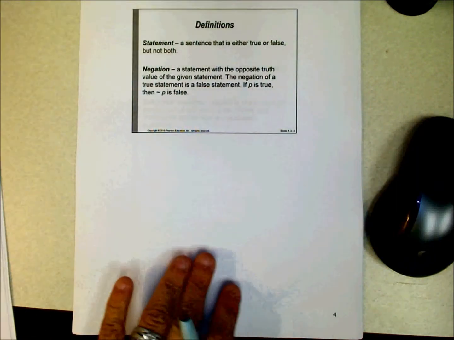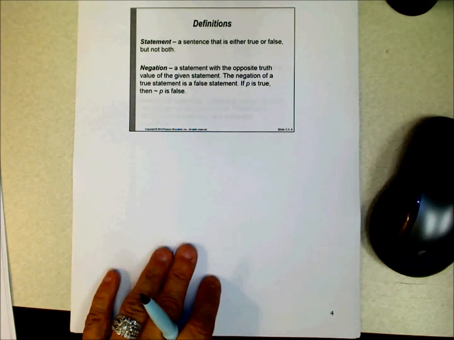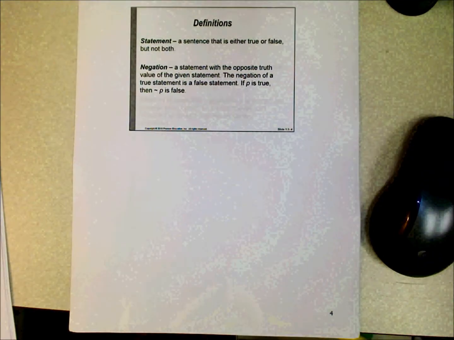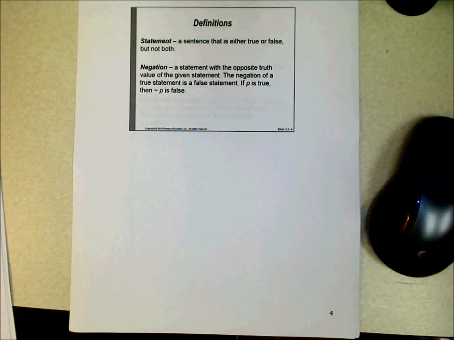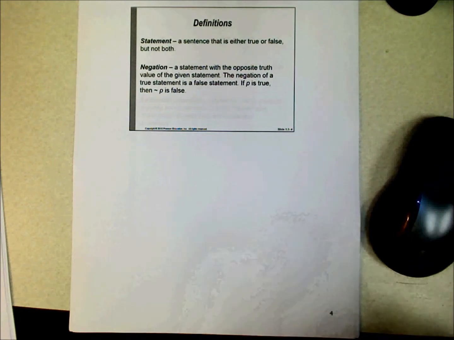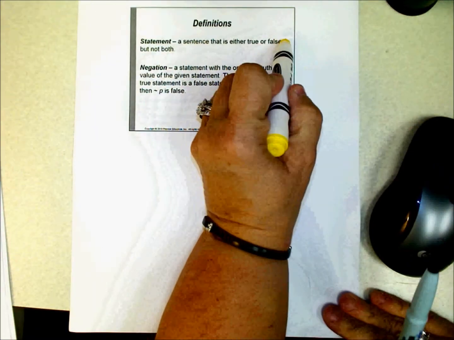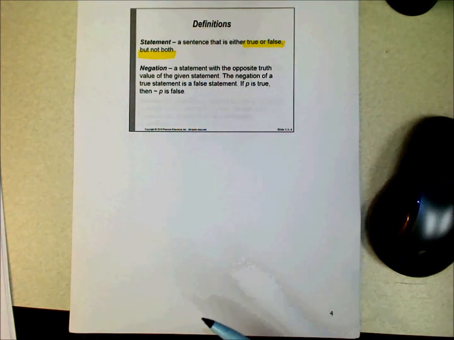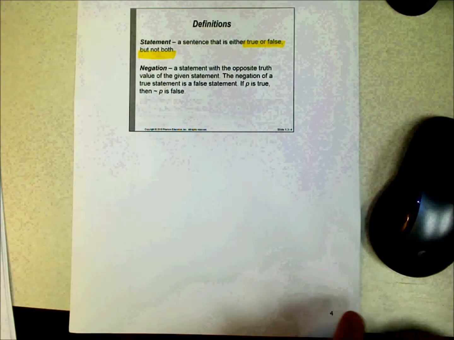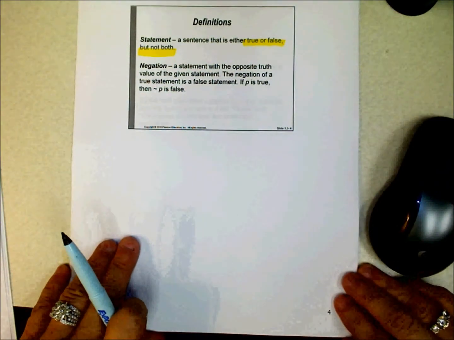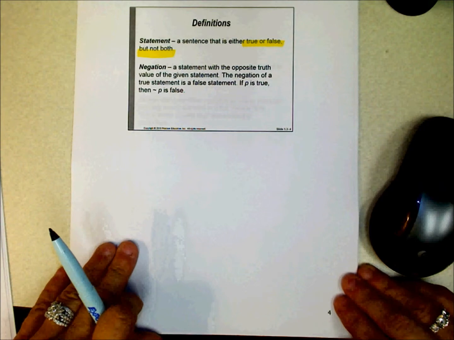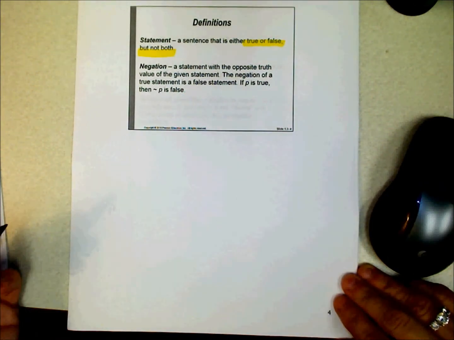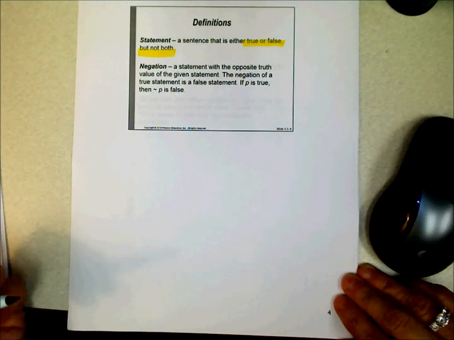The very first thing that we want to talk about is the definition of a statement. A statement is a sentence that's either true or false, but it's not both. So it's one or the other. A negation is a statement with the opposite truth value of a given statement. For example, I might say, it is raining today. The opposite of that would be, it is not raining.